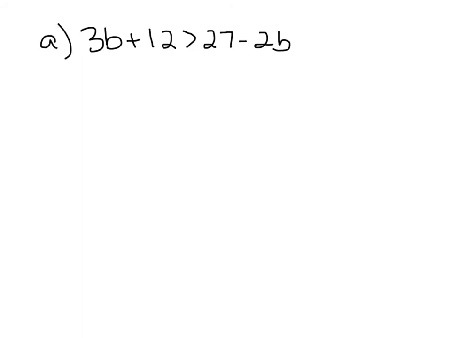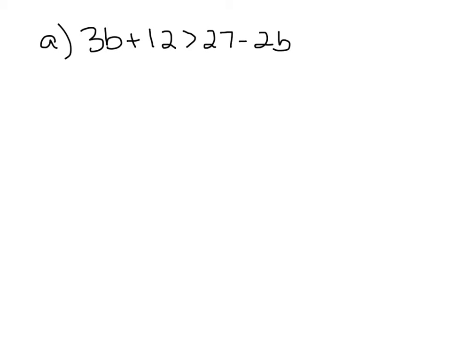We are now going to do problem number 4, which has variables on both sides. Once again, this is just review because you've done equations with this, so this should not be very hard. So let's just do one problem. 3b plus 12 is greater than 27 minus 2b. This is the got it problem, A.